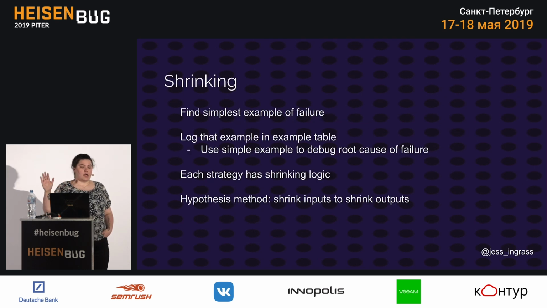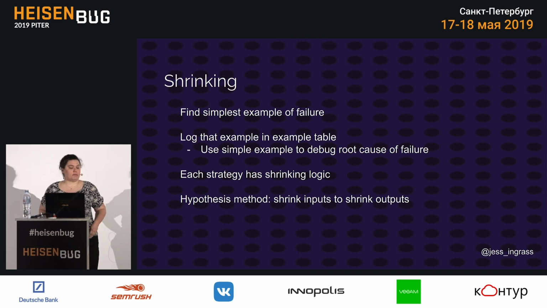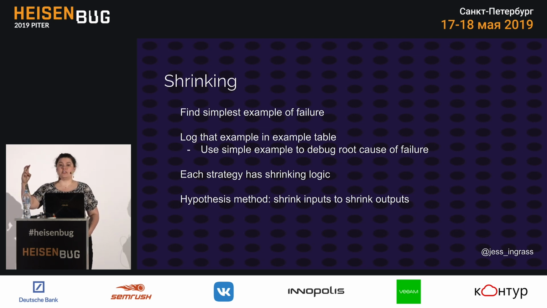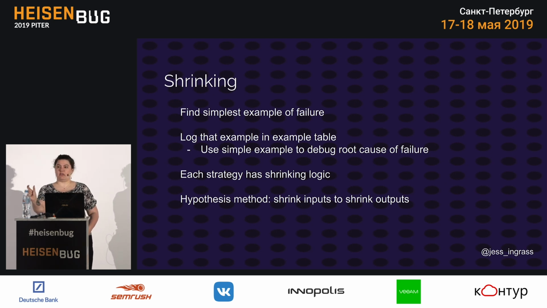So Hypothesis gives us shrinking. We can find the simplest example of our failure. So what happens is when Hypothesis finds a failing example, it then immediately starts finding and running other things that are similar, but it starts shrinking them down smaller and smaller and smaller until it finds you the smallest failing example that it can.